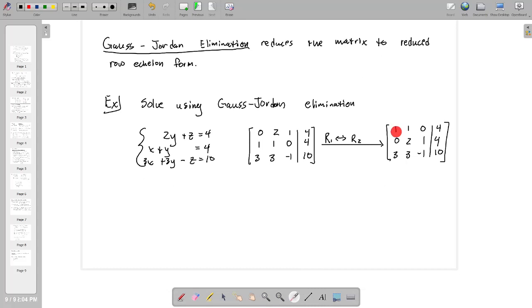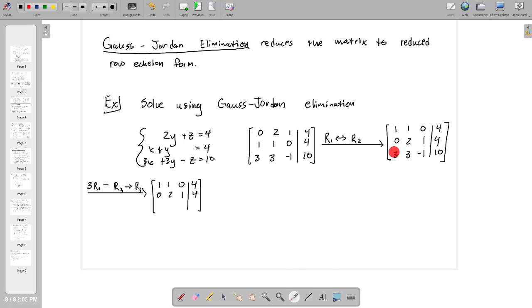My leading entry is a 1 in my first row, so now I want to eliminate this 3 in the third row. So now I need to multiply row 1 by 3 and then subtract row 3. And we replace row 3. So 3 times row 1 minus row 3, replace row 3. We have, again, rows 1 and 2 didn't change this time, so 1, 1, 0, 4, 0, 2, 1, 4.